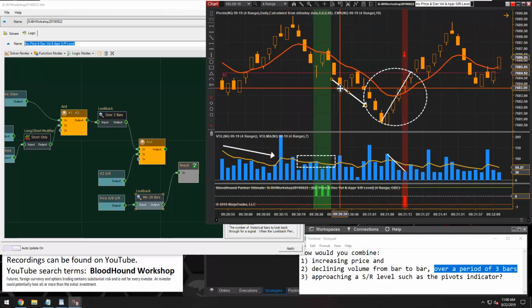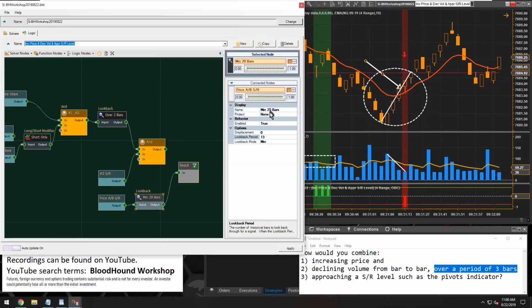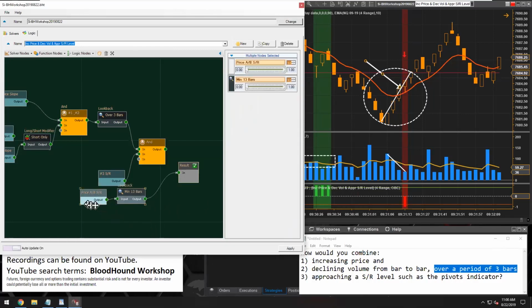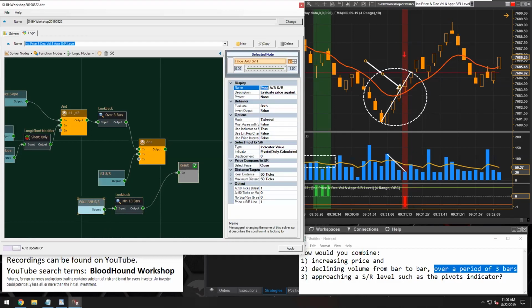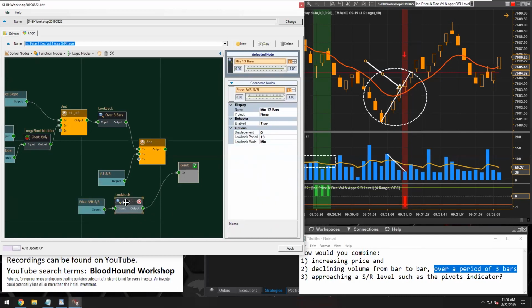All right. So price was below our support resistance level for at least 13 bars there. And let's rename this solver so we know it was set to 13 bars, not 20. All right, so there we go. So there's basically a price above or below our support resistance level for a minimum of 13 bars.